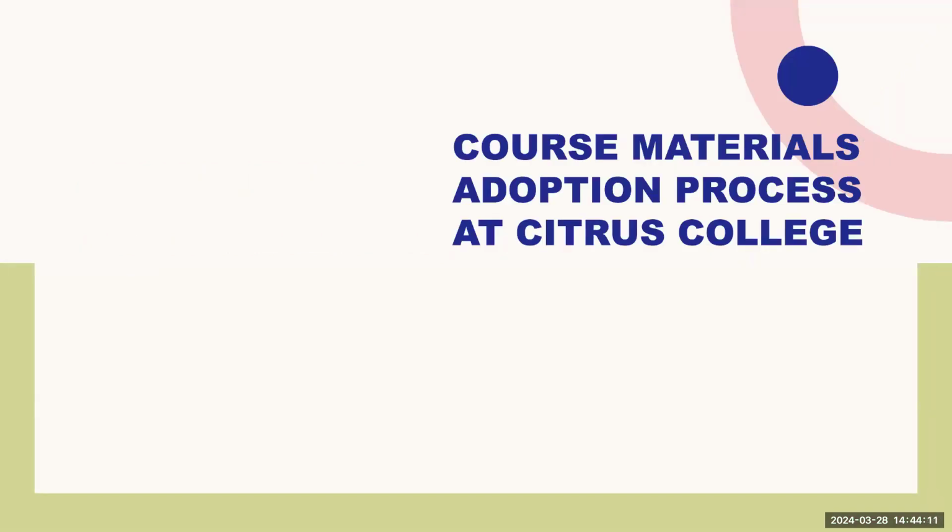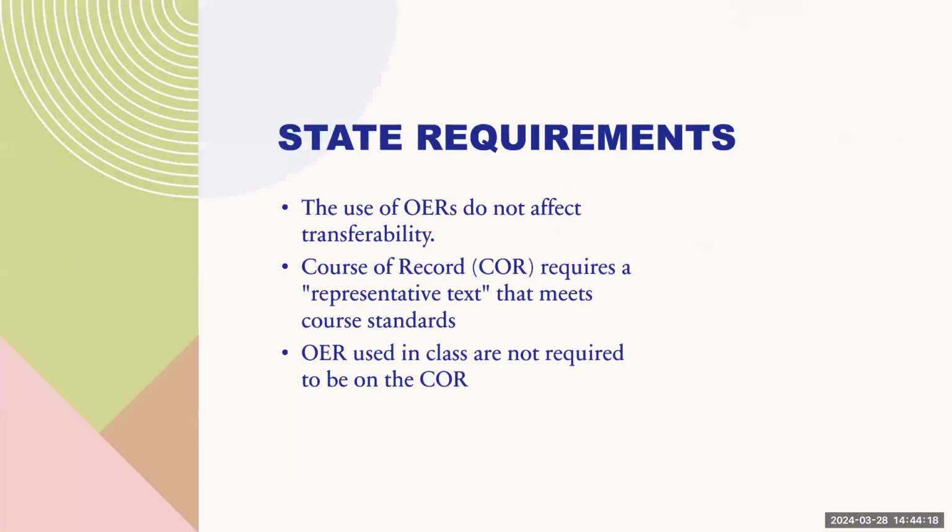And then I want to go over some of the general adoption processes that we have at Citrus College. There are some general state requirements that are involved. Some of those include common questions that I get from faculty who are interested in transitioning a course. A lot of people are worried about whether this is going to affect the transferability of the course. Are there certain textbooks required to transfer that the universities accept and commonly use? Choosing an OER does not affect transferability. So that is not something we have to worry about in this case.